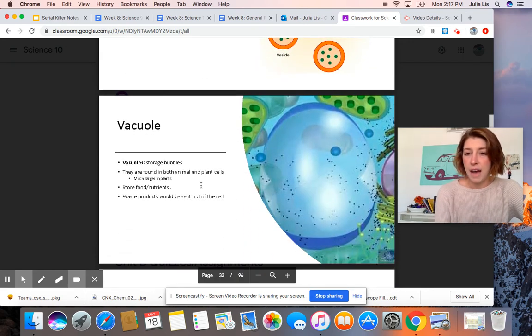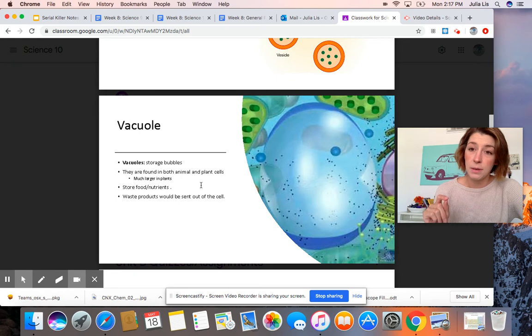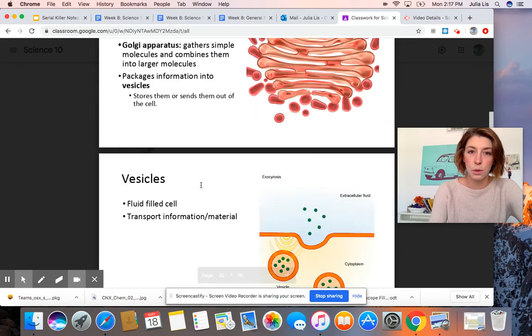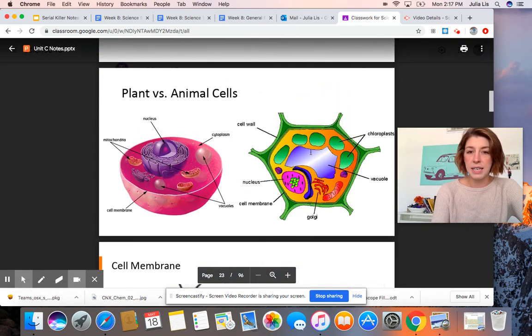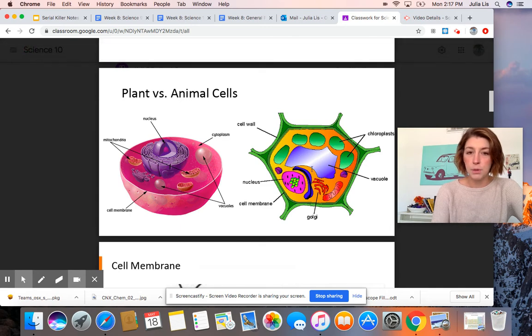Then we have a vacuole. A vacuole is unique because it's found in both plant and animal cells, but it is very large in plant cells. I'll scroll up and show you. You can see here, it's this large blue structure, and there's typically only one in plant cells because it helps store a lot of the fluids and nutrients and water.